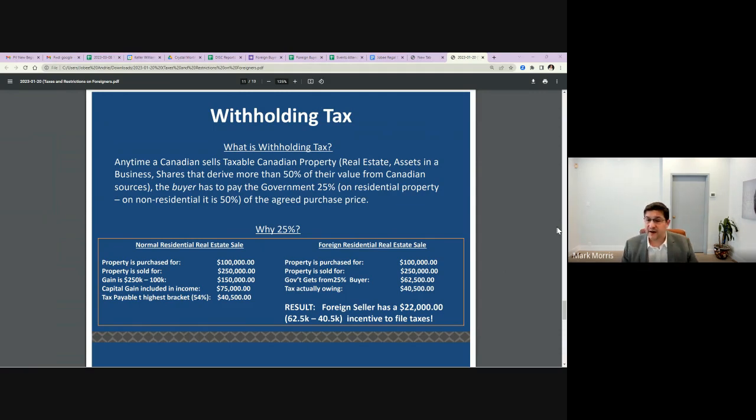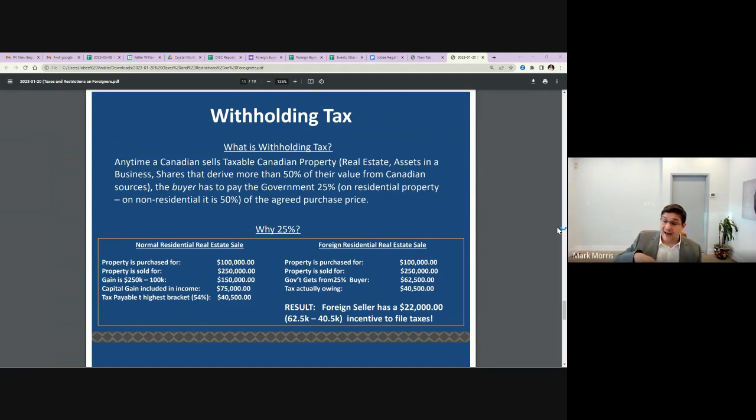So let's go through a scenario that I've outlined here. Let's take a normal residential sale. There's a whole bunch of caveats that I can make, but this is just to understand the concept. A property is purchased for $100,000. The property is sold for $250,000. So what's the gain? The gain is $150,000. Let's assume that there's capital gains payable, which is what normally happens when you sell property. So 50% of that $150,000 is $75,000.